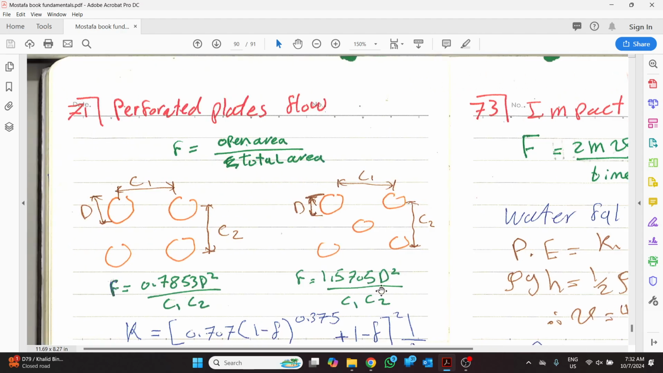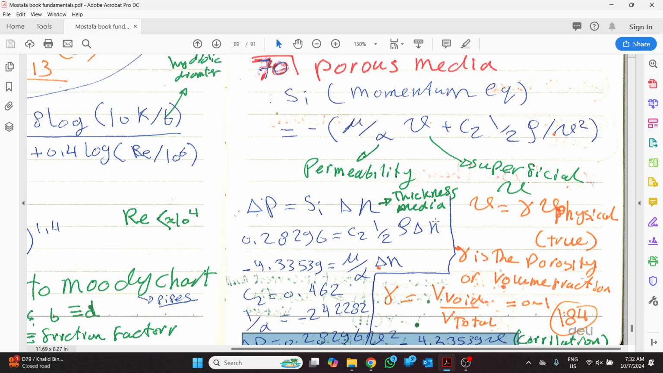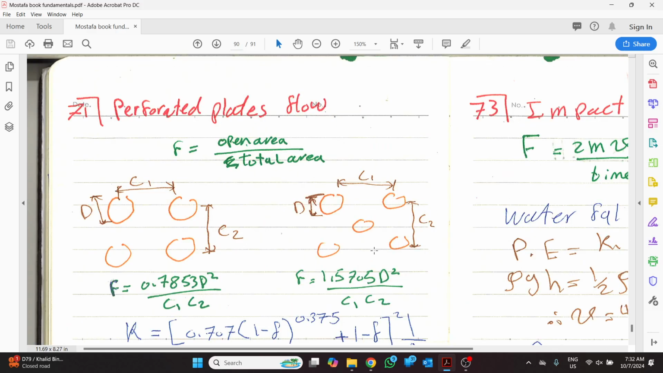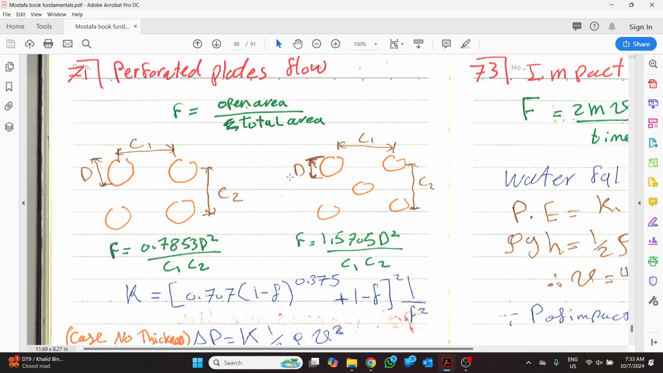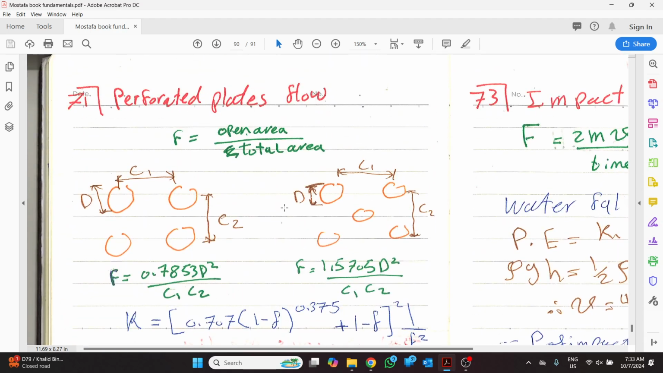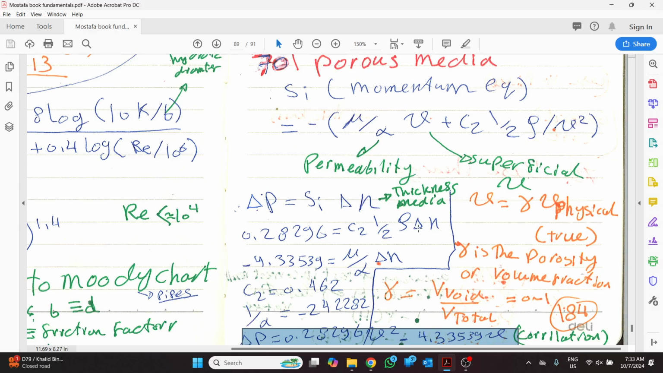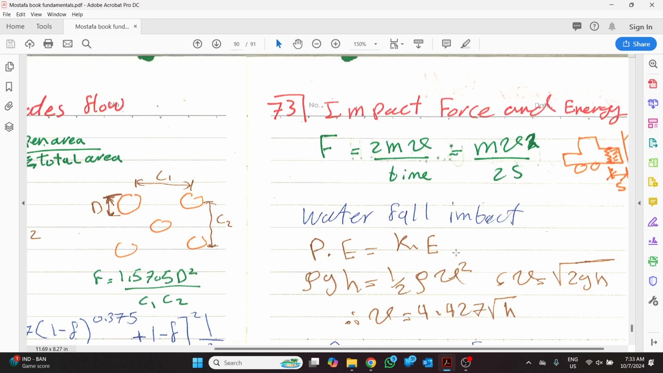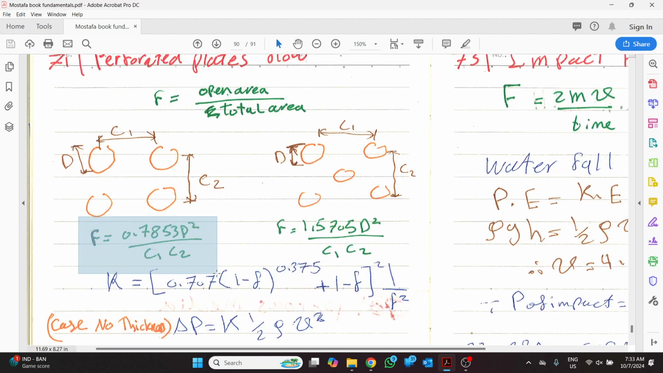A perforated plate is the same as a fabric, which is a porous material, but it is very thin. When it is very thin, we neglect delta n. So in a perforated plate, with this arrangement, there is F, the fraction of open area to total area. It is almost the same as this one, but that was volumes; here the thickness is neglected, so it is F. You can do it very fast in AutoCAD and calculate it, but these are fast equations.